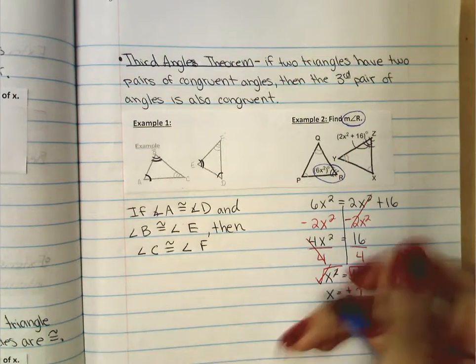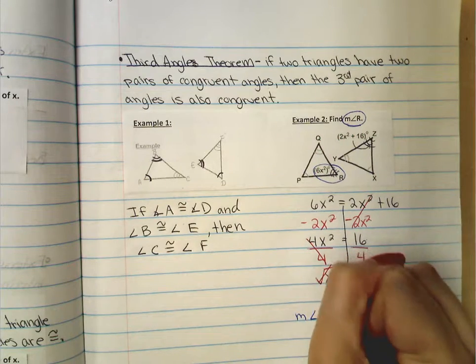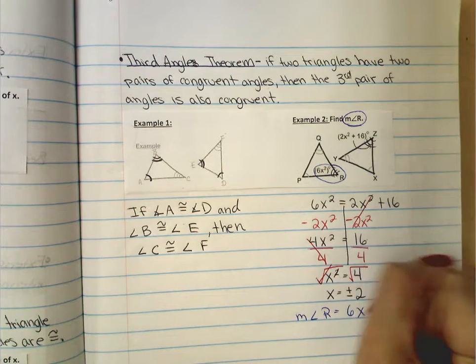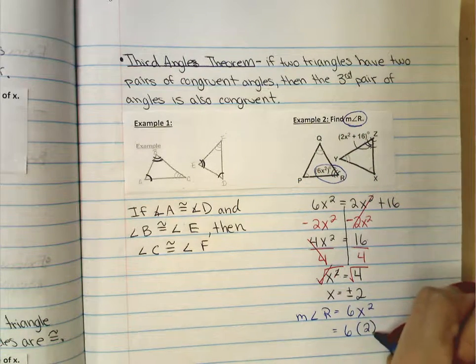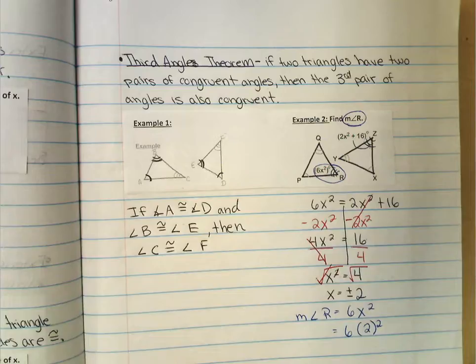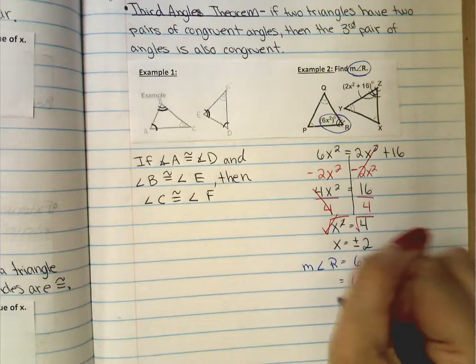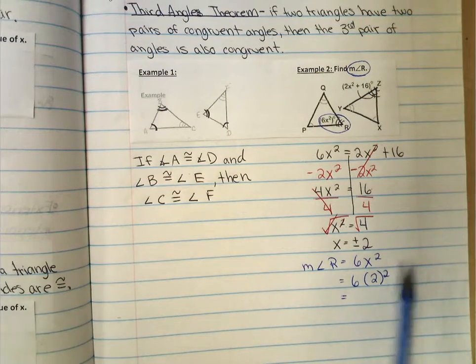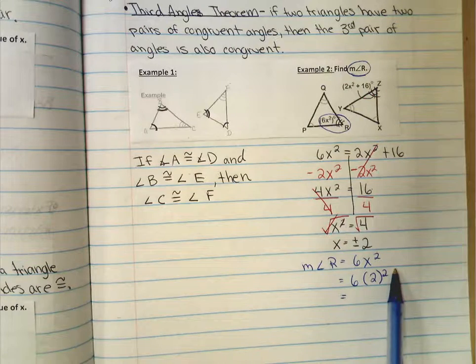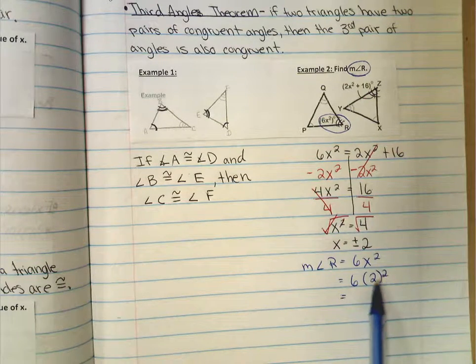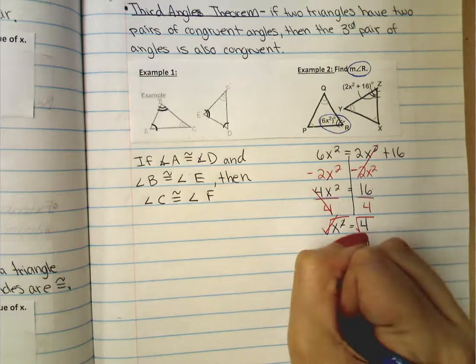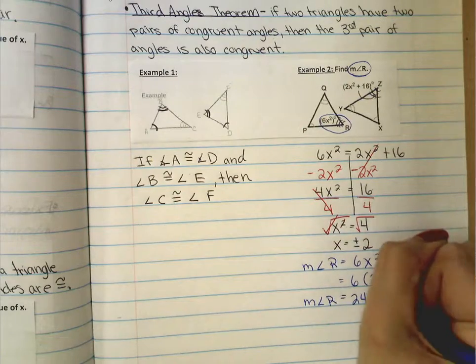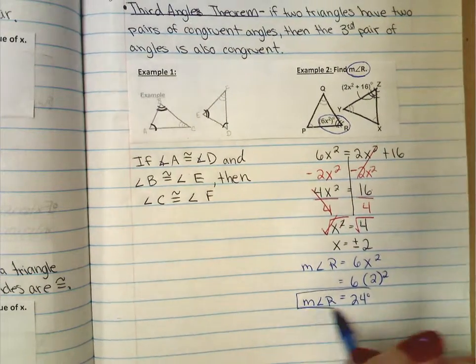So I'm just going to plug it in. Instead of x, I put the 2 and square. You could type this in your calculator. If you do it without a calculator, you have to make sure that first you do the exponent. So first you would do 2 squared, which is 2 times 2. That gives me 4, and then times the 6. So that's 24. The measurement of angle R is 24 degrees. And that's your final answer.